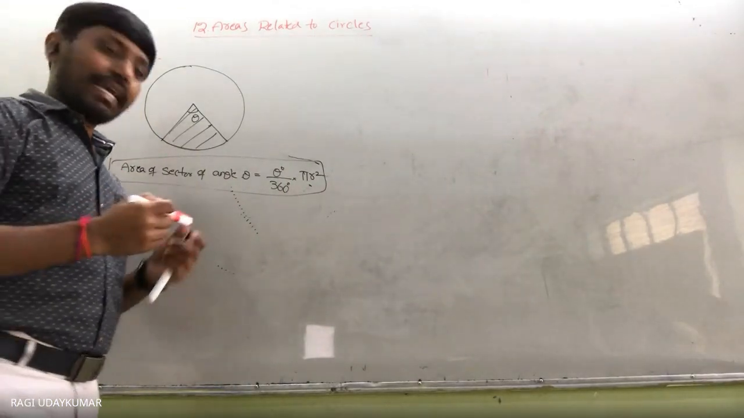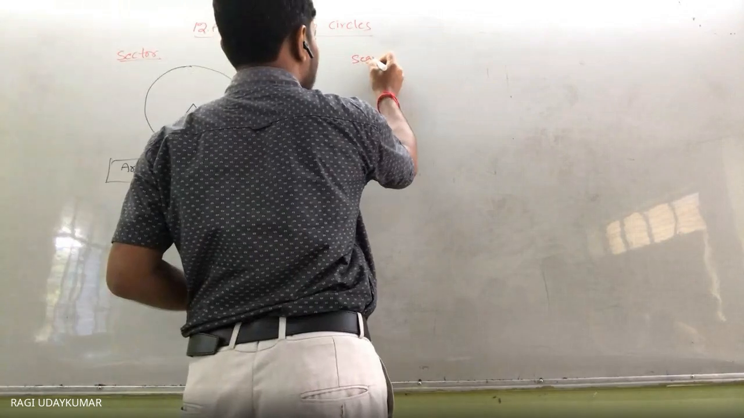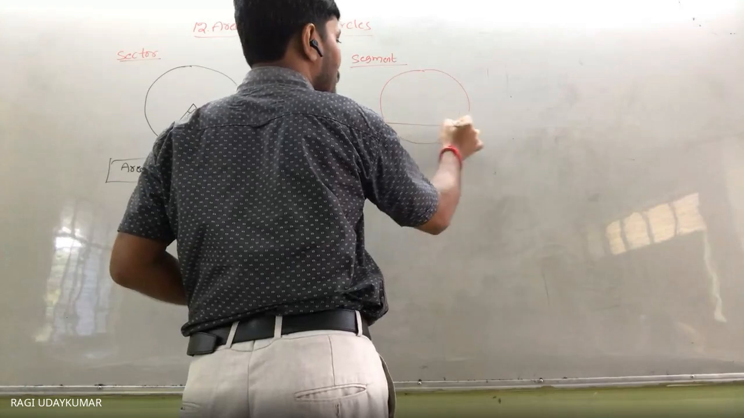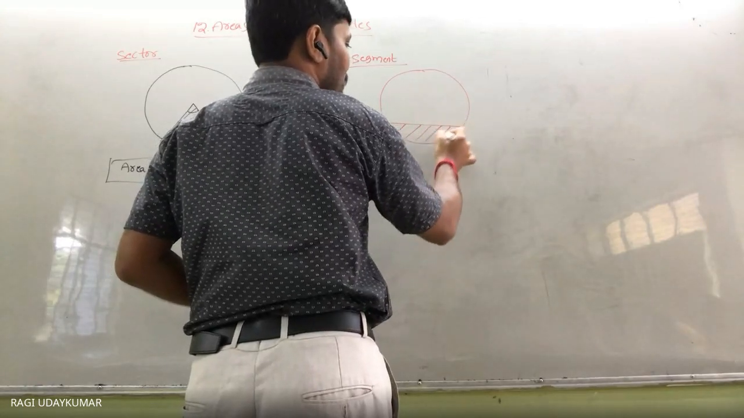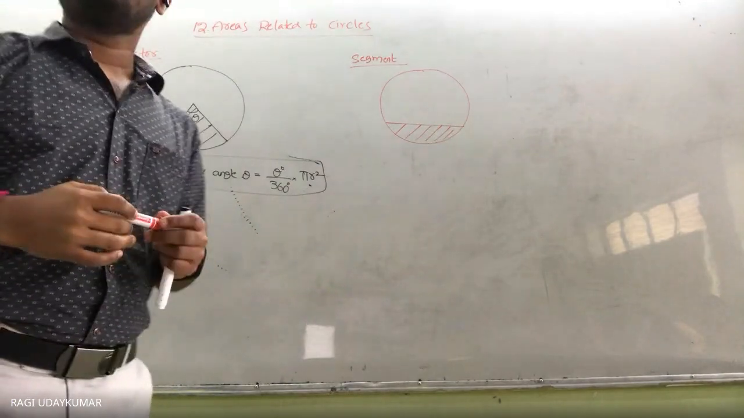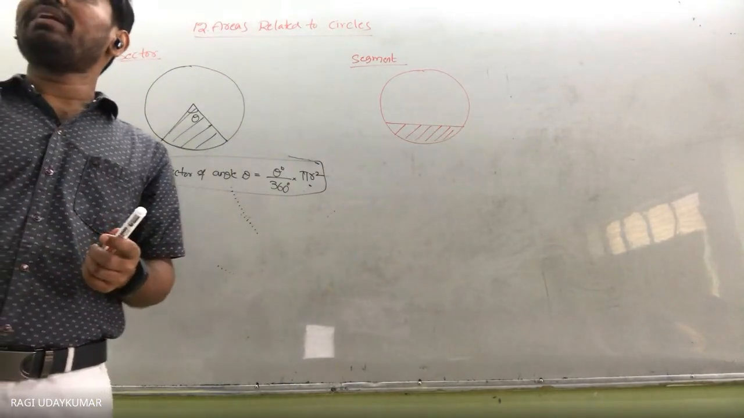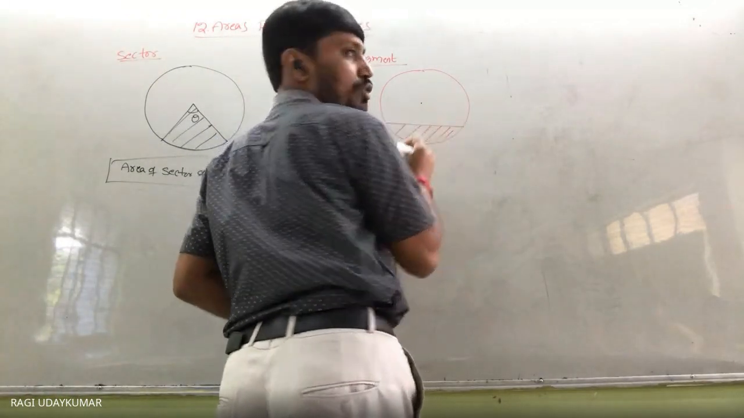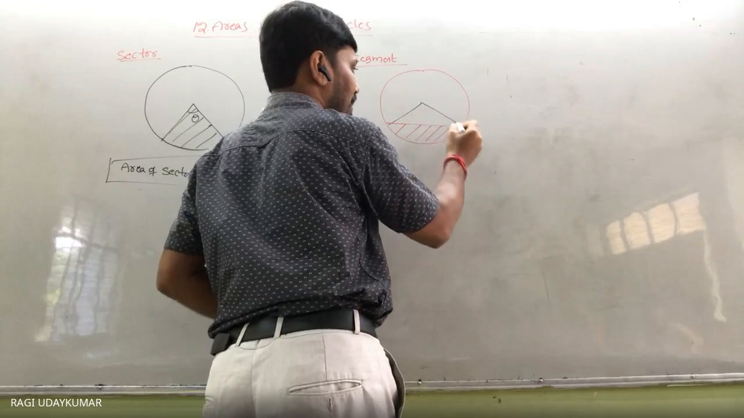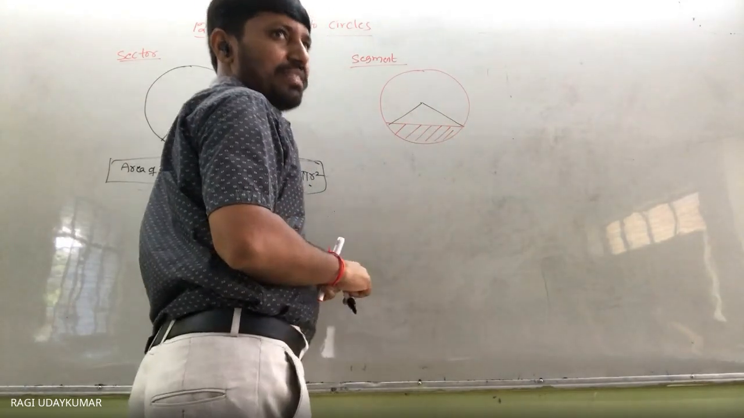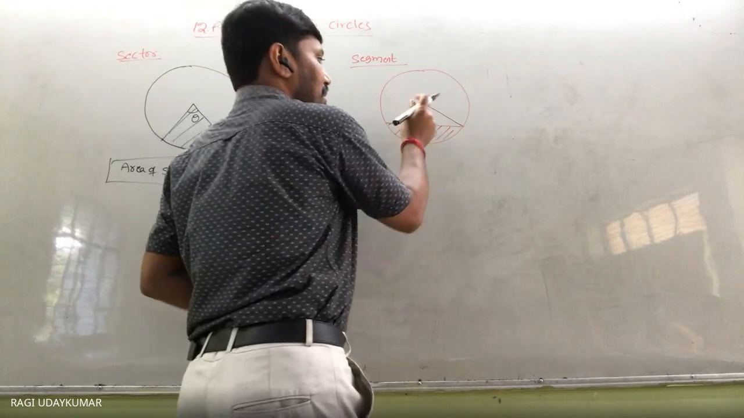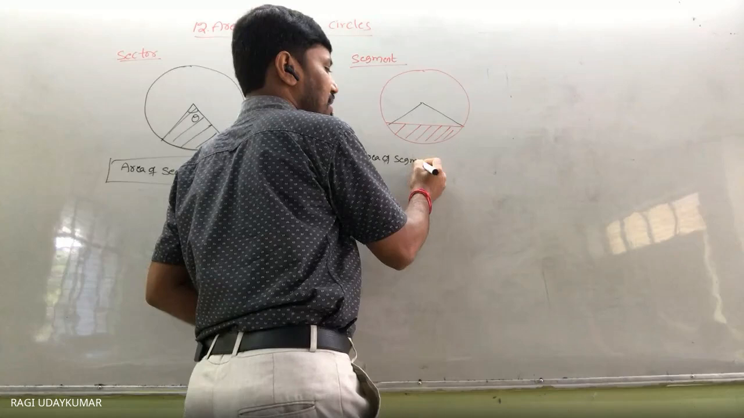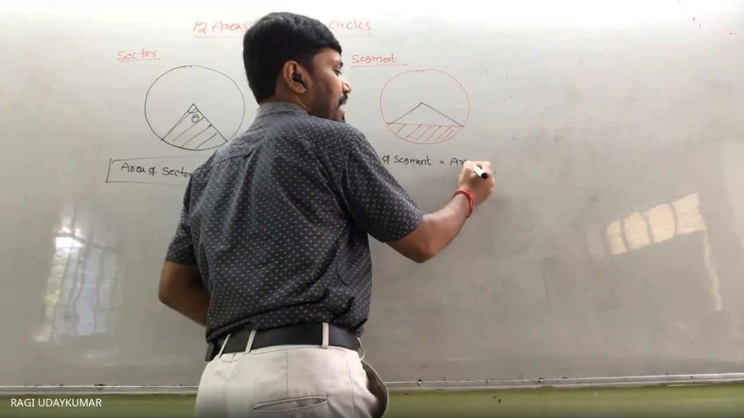Segment, when you are considering, what is meant by a segment? So if a circle is taken and a chord is drawn like this, this part is called a segment. And to find out the area of the segment, its corresponding sector area we need to find out. The corresponding sector is, if you are having a center here like this, then the area of the segment is equal to area of sector.